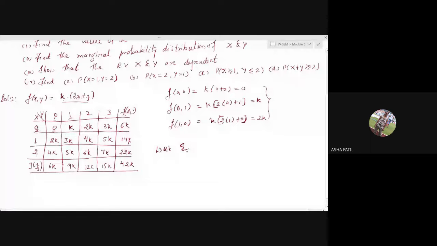Summation. How to write: the sum over x and the sum over y of f of xy is equal to 1. The sum of all the probabilities, with x taking all its values and y taking all its values, of the function f of xy is 1. And that is given by this value for us: 42k is equal to 1. So this implies k is 1 by 42. So we got the value of k.